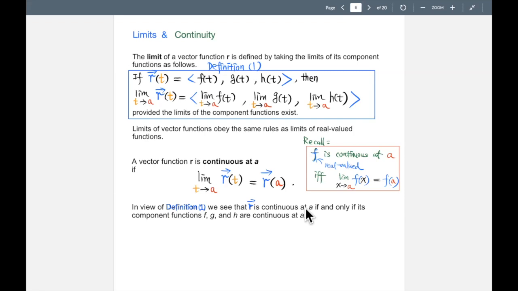What was the definition in 110A? A function is continuous at a if and only if the limit of f of x as x approaches a equals f of a. Right? So which means you can do a direct substitution. If you can do a direct substitution and the limit equals f of a, then f is continuous at a.